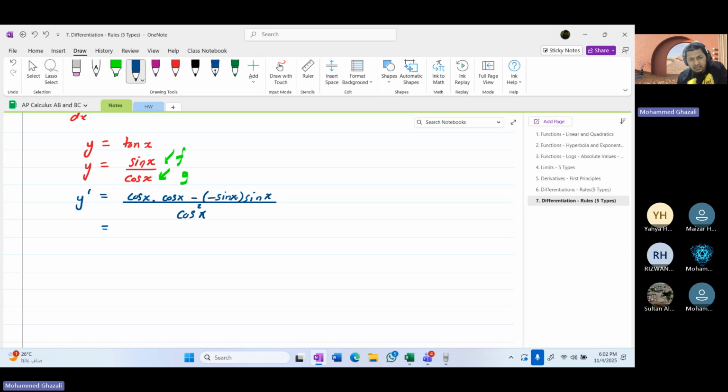Now what do you have on top? You got cos squared x plus sine squared x on top, and you got cos squared x at the bottom. Right? We know that cos squared plus sine squared is equal to 1 on top because that's the trig identity. So what we are left with is 1 over cos squared x, the derivative, and 1 over cos squared x is sec squared x. Are we good, guys? This one?